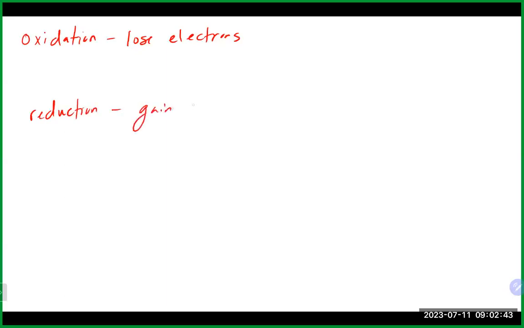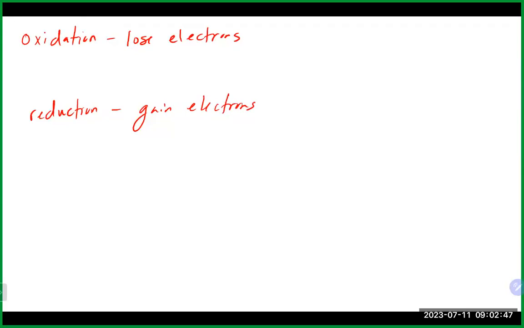When we talk about oxidation, there is the definition that most of us use here in general chemistry, which is that it is a loss of electrons. So something that loses electrons. And when we talk about reduction, it really is a gaining of electrons.